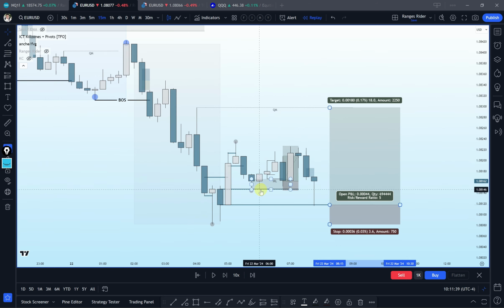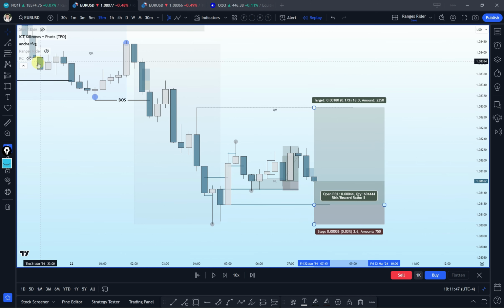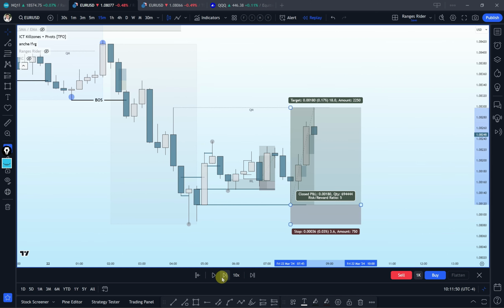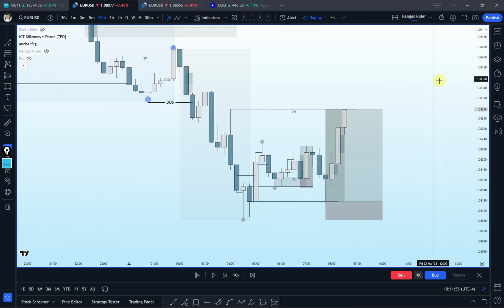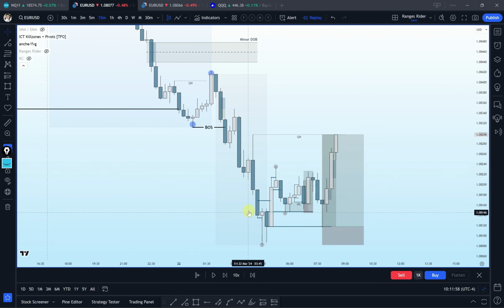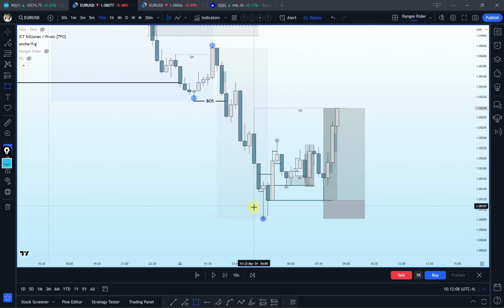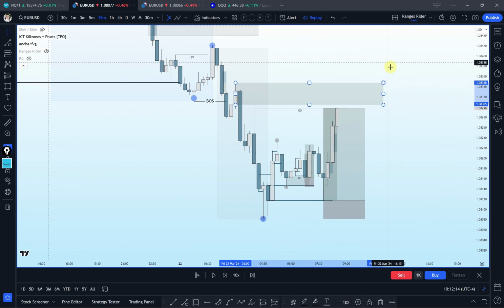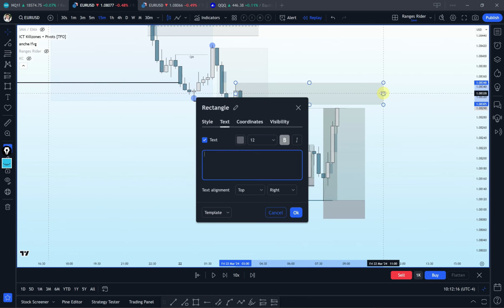And if you get here on the failure swing, and now you have the fib, and now if you enter here and you get your 5R, and once you got your 5R, now we have the range from A to B, this one. And above our QM, what we have? We have the decisional order block.